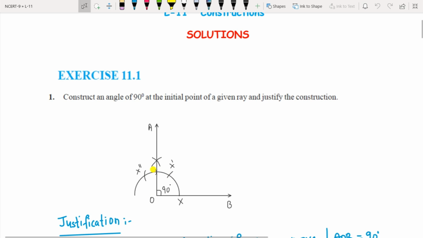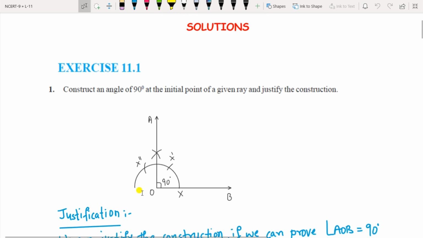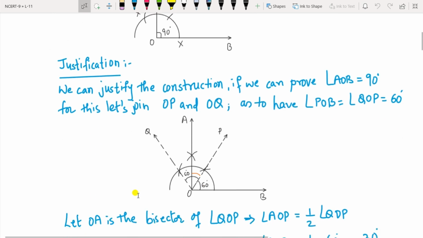So this point is 60 degree, this is 90 degree, and this is 120 degree, and if you extend the line, this is 180 degree. That is the whole semicircle. Okay, now you have to justify the construction.